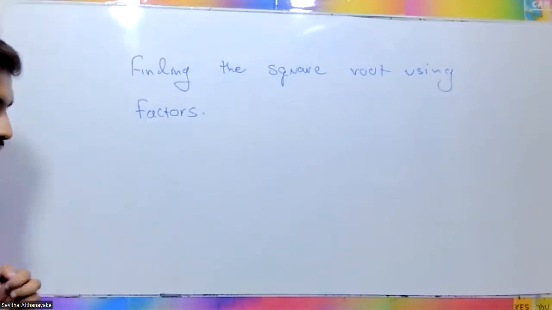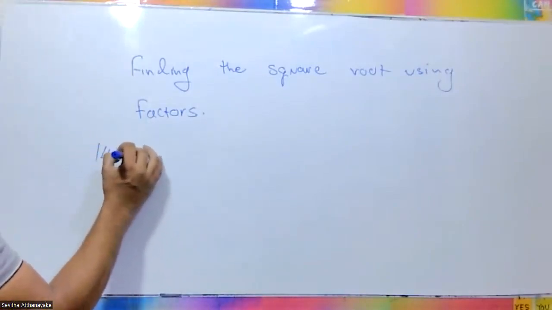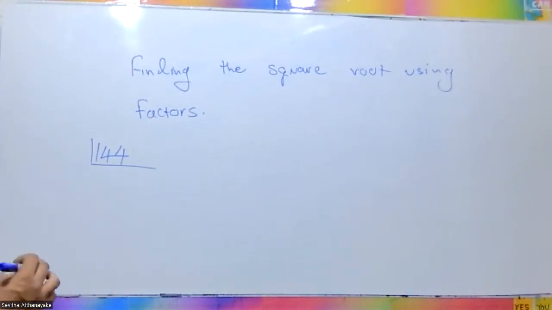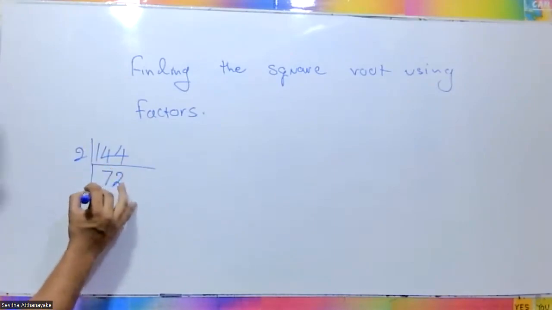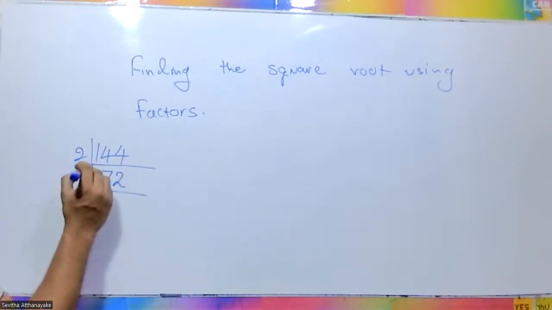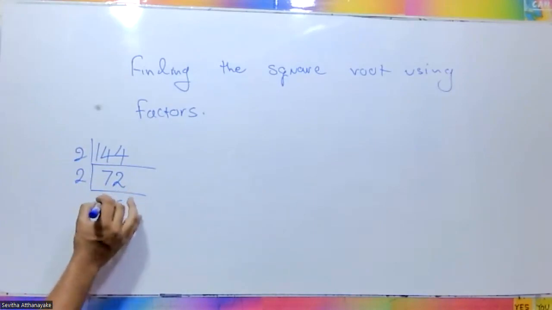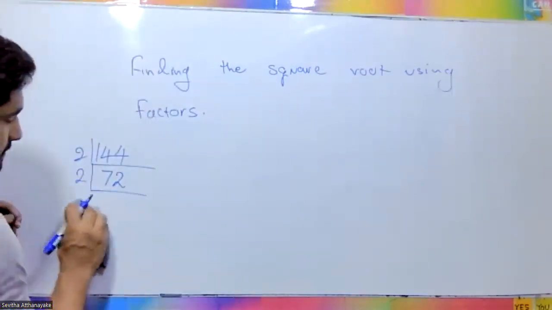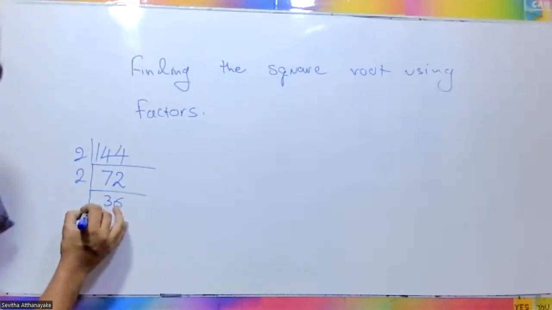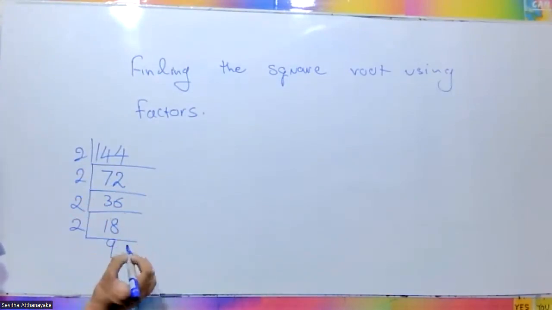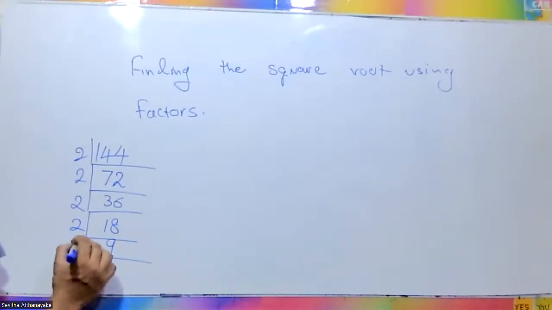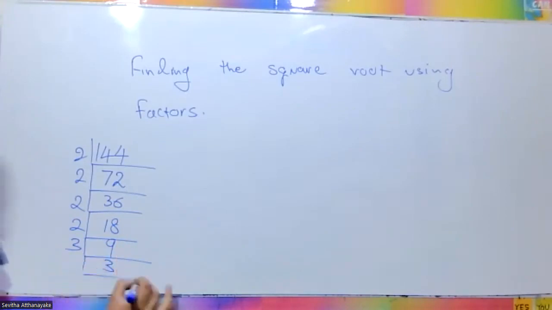Finding the square root using factors. අපි ගමු 144. අපිට මේක divide කරන්න පුළුවන් දෙකෙන්. Then 72. Again, this can be divided by 2. Should be 36. 36 දෙකෙන් බෙදුවොත් 18. 18 දෙකෙන් බෙදුවොත් 9. 9 we can divide by 3. The answer is 3. Again, this 3 can be divided by 3. Answer will be 1.